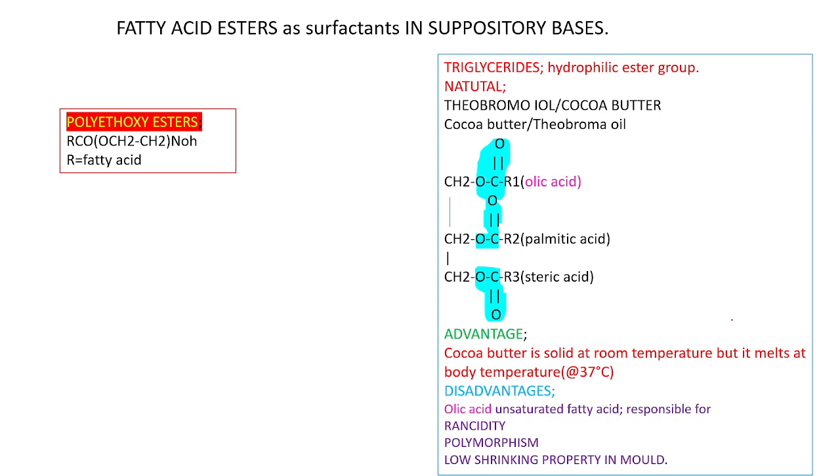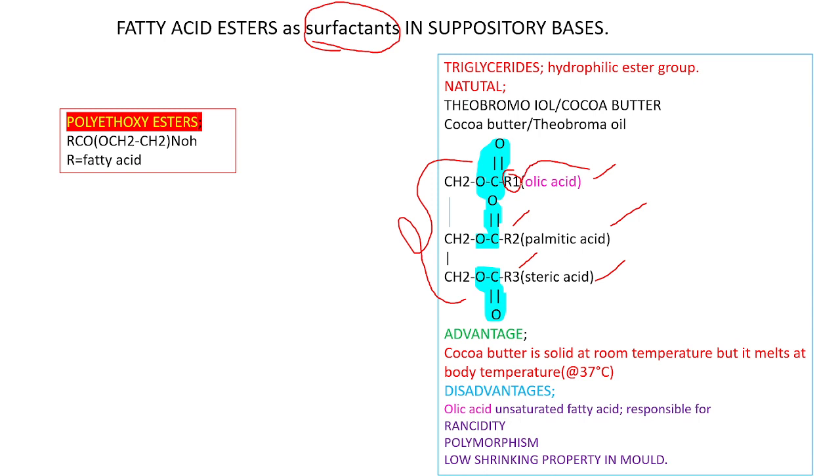Next one is fatty acid esters. See some of the fatty acids. The surfactants also act as a suppository base. For example, if you take cocoa butter, cocoa butter and theobroma oil, that is triglyceride in nature. See, tri means one, two, three. Three fatty acids are there, and this is a glycerol moiety. Three carbon containing alcohol, that is glycerol. We can call it a triglyceride. Cocoa butter is a triglyceride. The first contains oleic acid, second one is palmitic acid, third one is stearic acid.